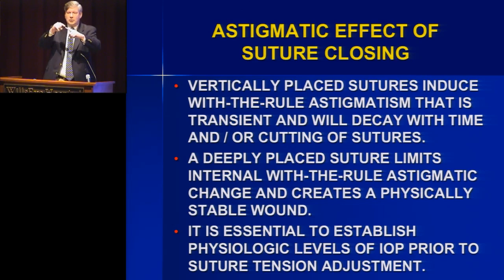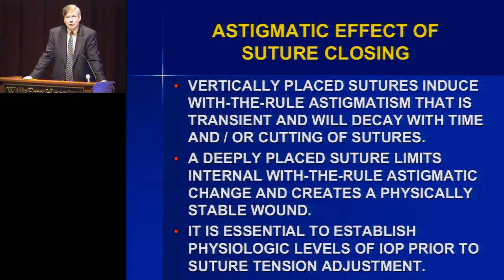Well, if you go down to 50%, you get what's called a lambda defect. So the cornea looks like this. Here's the part that's sutured, and then the bottom is sort of out like this, and that means it's not stable. So you only have half the cornea supporting that area. More likely to rupture, but more importantly, more likely to develop against the rule drift. Okay? And it's essential to establish physiologic levels of intraocular pressure prior to suture tension adjustment.